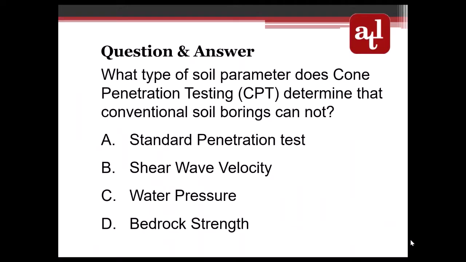Okay. So question number 4 was, what type of soil parameter does cone penetration testing determine that conventional borings cannot? And the correct answer is B, shear wave velocity.